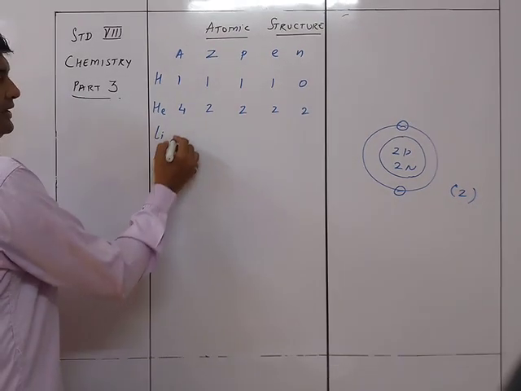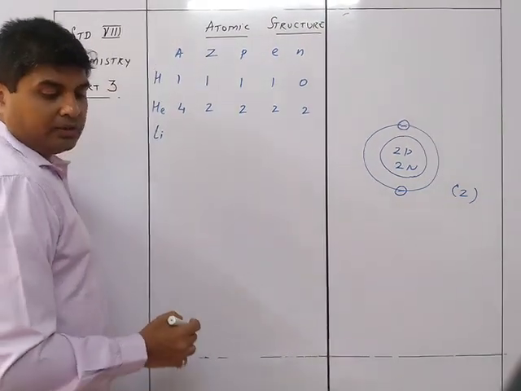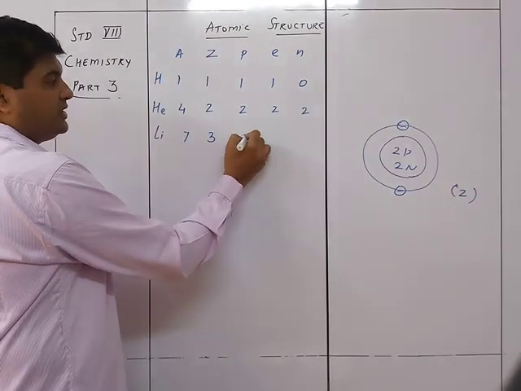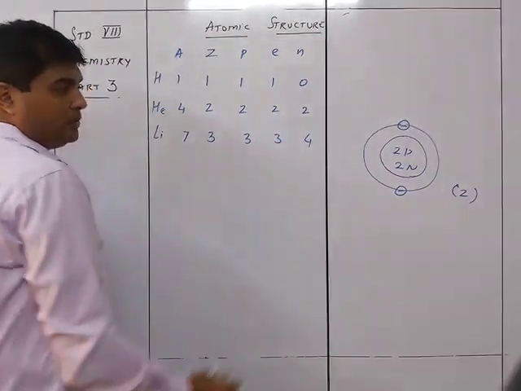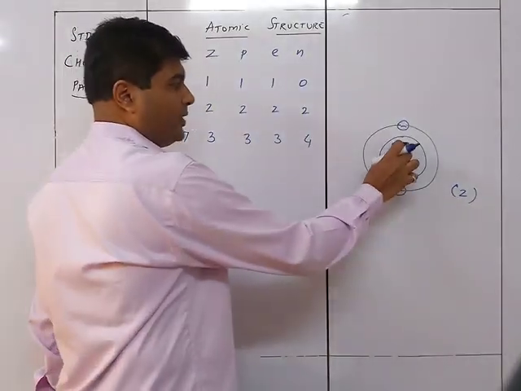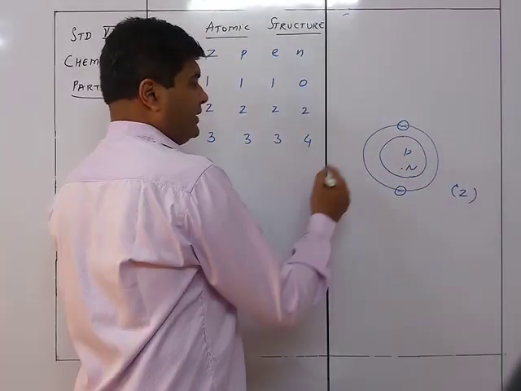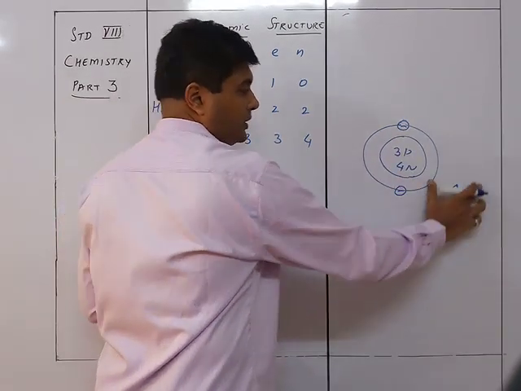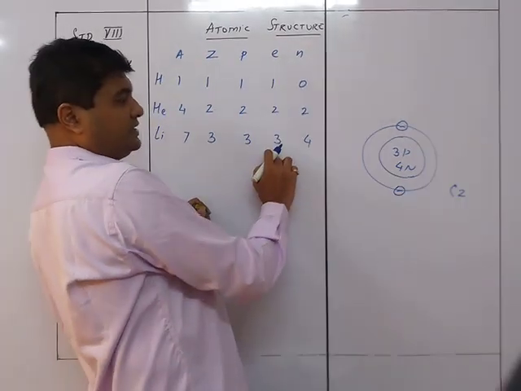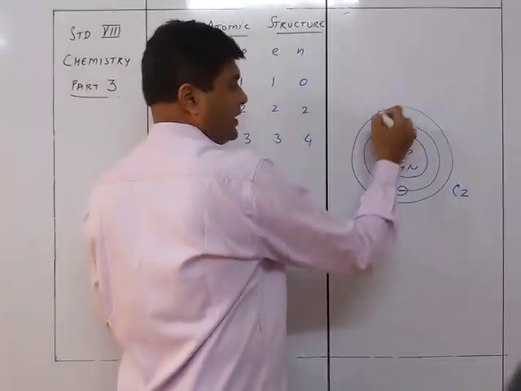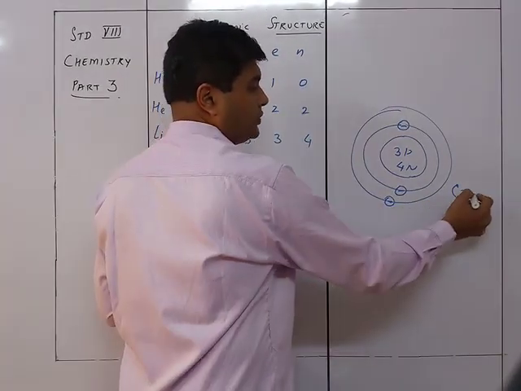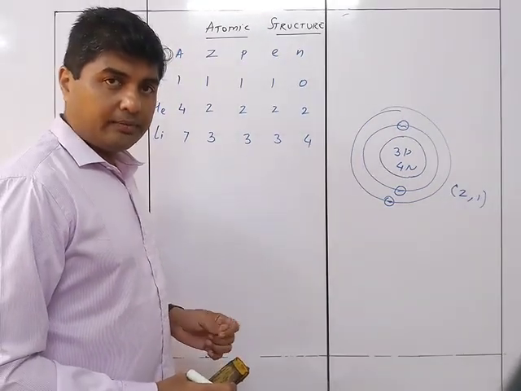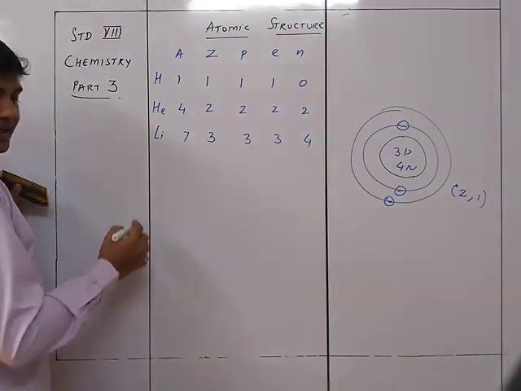Now let's take the next one, lithium. Here the mass is given as 7 and the atomic number is 3. So this will be 3, this will be 3, and this will be 4. Accordingly, you will have 3 protons, 4 neutrons, and electrons are 3: 1 and 2 are here, and then there is one more. So the electronic configuration has one addition, that is one more electron. So it is 2, 1. Got it?